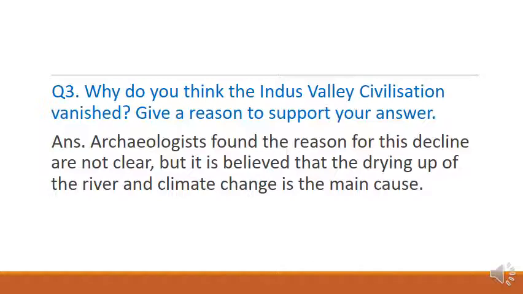Climate change is a condition where you have to face extreme weather conditions, and some people think that the river dried up. The main river over there was the Hakra river, which was the second most important river after the river Indus. So these were the two most important rivers, and they thought that maybe the drying of those rivers is the main cause, or maybe climate change is the result. So there's no specific reason why this civilization ended.